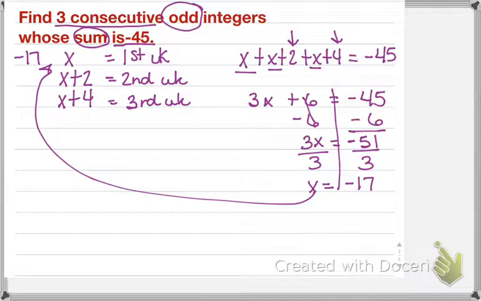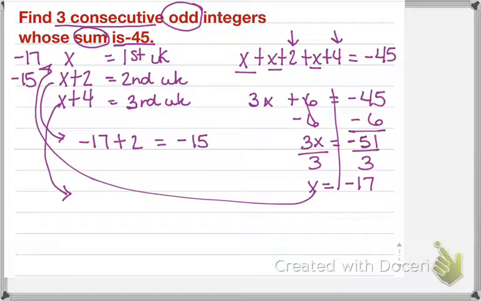When I plug in negative 17 here, I have negative 17 plus 2, which actually is a negative 15. So the second number will be negative 15. When I plug it into x plus 4, I get negative 17 plus 4, I get a negative 13.